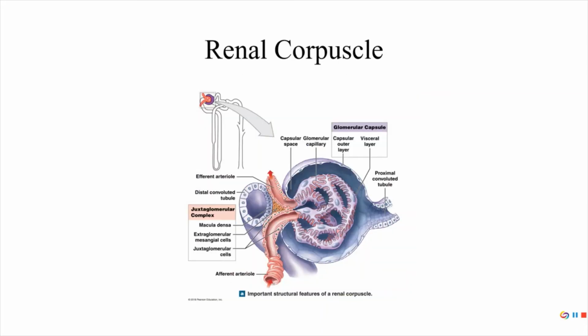Now, here you can actually see the renal corpuscle. Really good image here showing the macula densa, and these cells here called the juxtaglomerular cells. Now, when I was a student, we thought that these cells here called mesangial cells made renin. We now know it's the juxtaglomerular cells that make renin. But we thought that's what made renin. Turns out it's not.